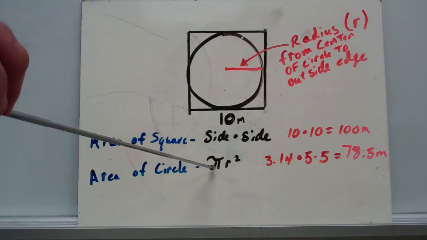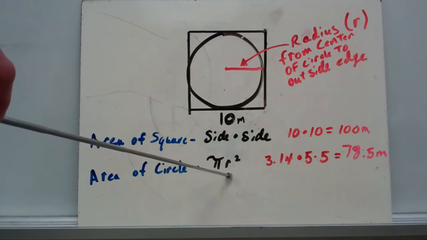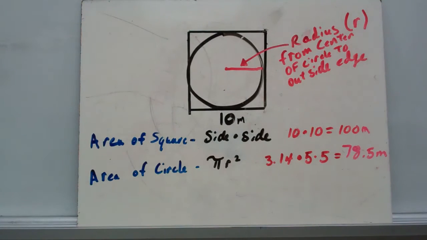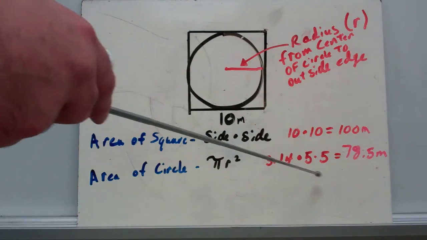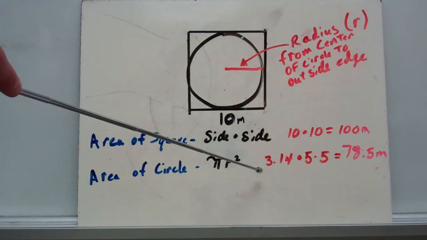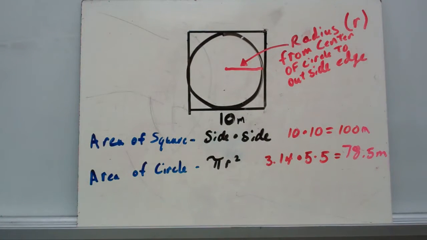So we're going to do pi, which is 3.14 times the radius squared. Now please keep in mind that when we are squaring the radius, we are only squaring the radius. We're not squaring 3.14 as well, and we're not squaring 3.14 times 5. We're squaring only the radius. So we're going to take 5, multiply it by itself, which is 25, and then multiply that by 3.14 and get 78.5 meters. Okay, so now we have the measures of the two areas of these two shapes.